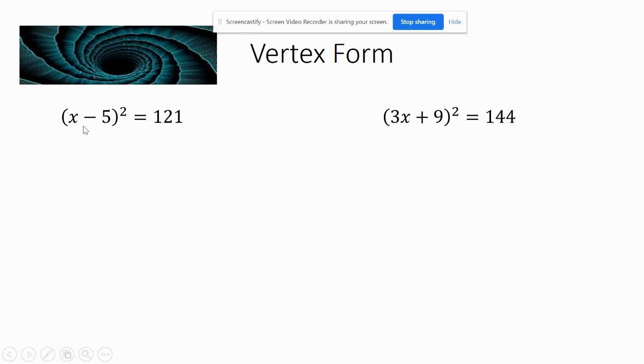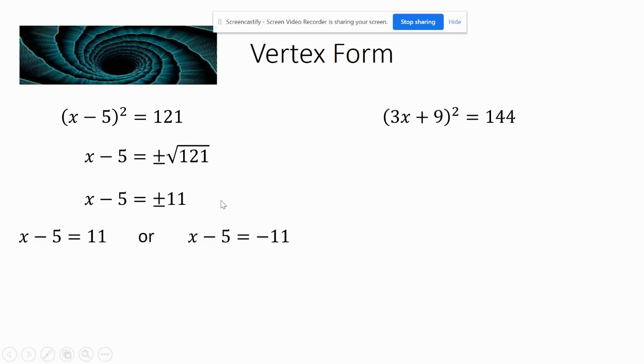Well, how did I get rid of squared when it was just an x squared? I square rooted. So I'm going to do the same thing. I'm going to take this 121 here and basically square root it. But don't forget, you could have a positive one or a negative one. And so what happens here is this. Now I have this x minus 5 equals 11.